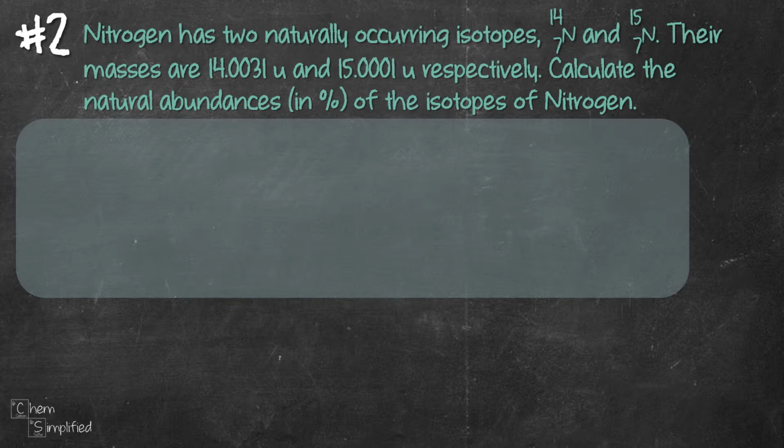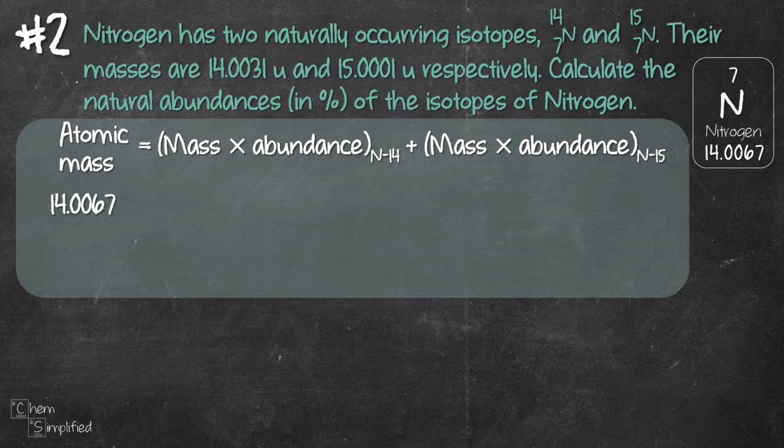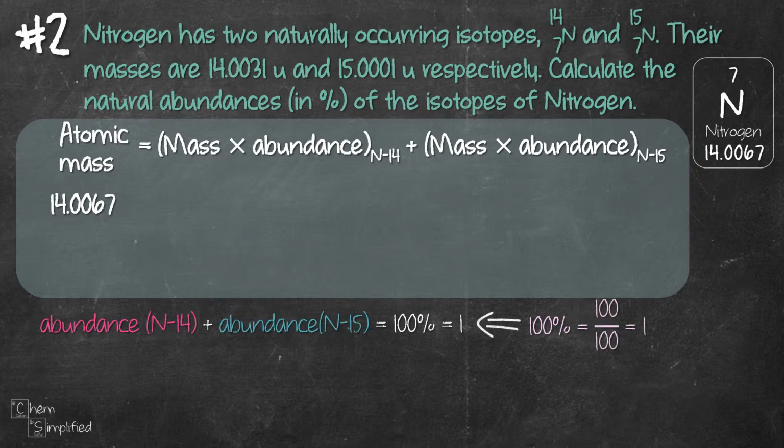Let's start by writing out the formula to calculate the atomic mass. Since we only have two isotopes, we only need to add up two terms, right? So the first set is for nitrogen 14 and the second set will be for nitrogen 15. Let's proceed, and it looks like we need the atomic mass of nitrogen, and we can easily find this from the periodic table. It's 14.0067. As for the abundances, we know that the abundances for nitrogen 14 and nitrogen 15 will have to add up to 100%, or just 1.